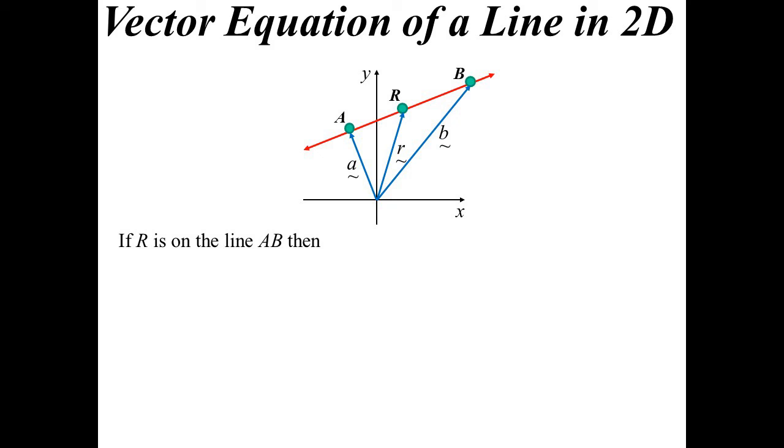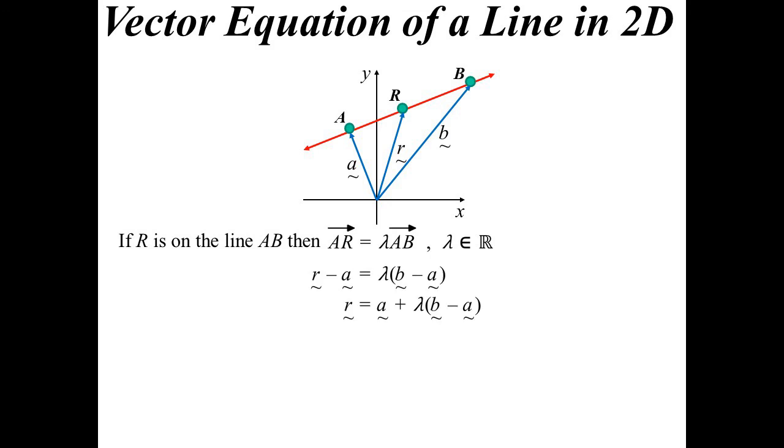So if R is on that line AB, then I know vector AR is some scalar multiple of vector AB. In this case, that scalar would be less than 1, the way I've drawn that diagram. Now vectors are head minus tail. So AR would become R minus A, and then it's a scalar multiple of B minus A. Now the vector R is what I'm finding an equation for.